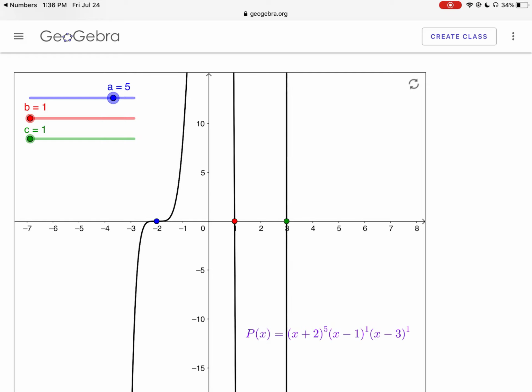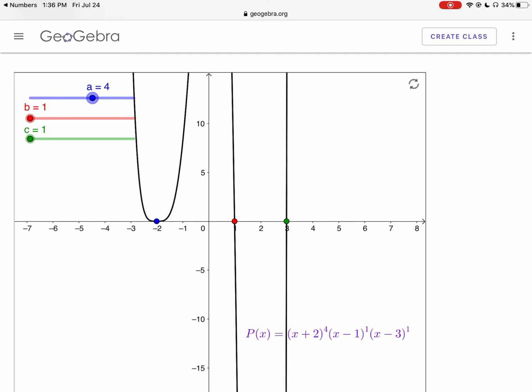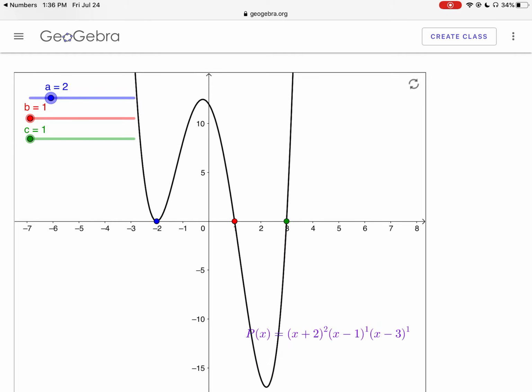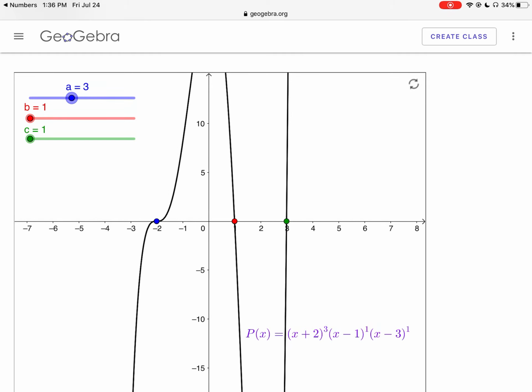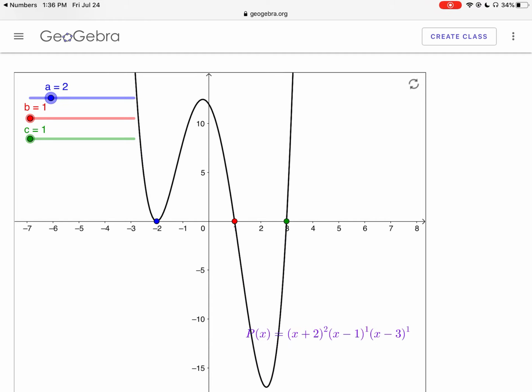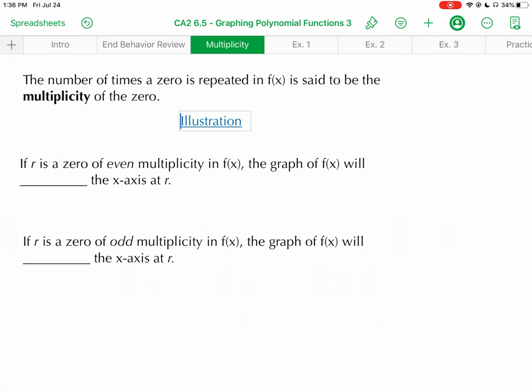If the multiplicity is 5, we are back to crossing through, yet we're still flatter than we were back when the multiplicity was 3. And then when the multiplicity is 6, we're turning right back around, similar to what we did when we were at 4 or 2. So the multiplicity can be generalized based on whether it's an even number or an odd number and how that affects the curve. All right, so let's put this in our notes.